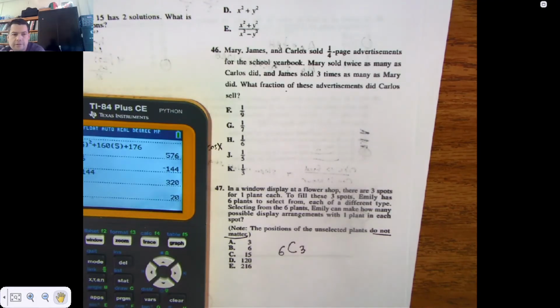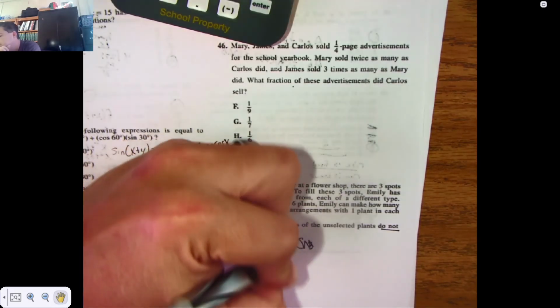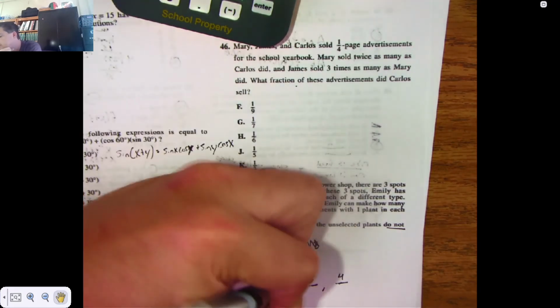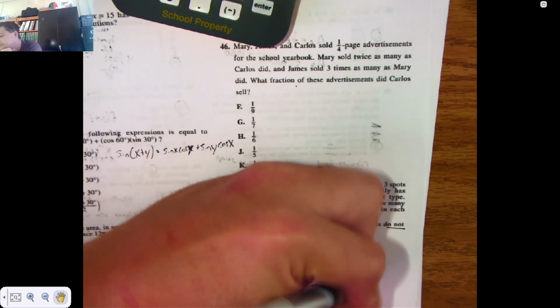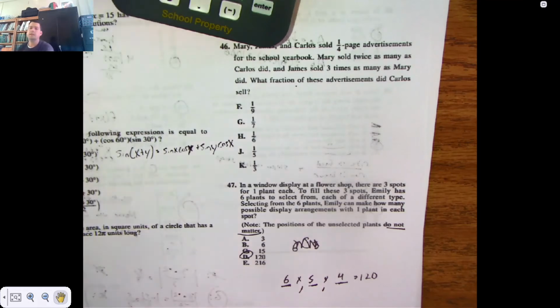You know why? Because we don't need to do all this. We have 3 spots. ACT is not going to do combinations and permutations. We have 6 spots. The first time you get 6 choices, the second time you get 5, the third you get 4. You multiply them together. That was just a straight up permutation. Glad that answer wasn't there. Look at me not knowing something.